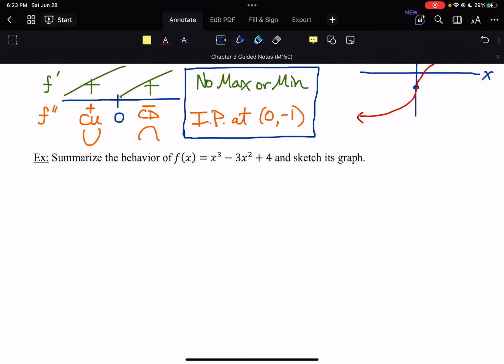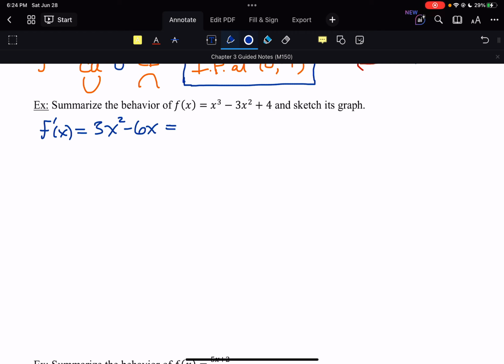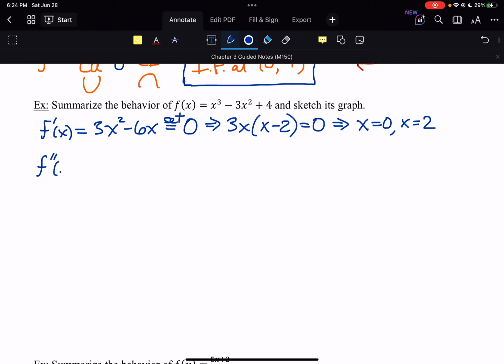For this next one, summarize the behavior of f of x here and sketch its graph. Okay, so we're going to do the same kind of thing. So we're going to take the derivatives. So we get 3x squared minus 6x. We set that equal to 0. Factor. And we get x is 0 or x is 2. And those are the critical values.